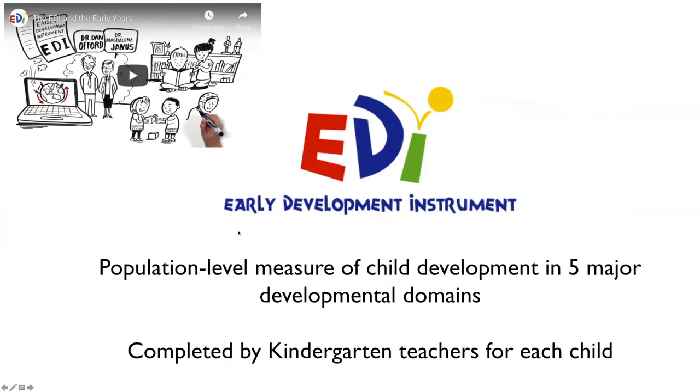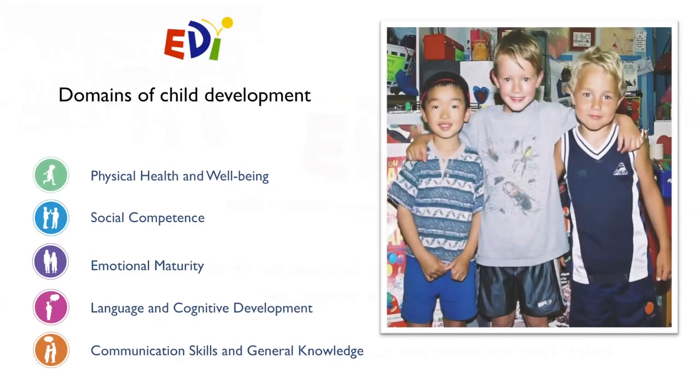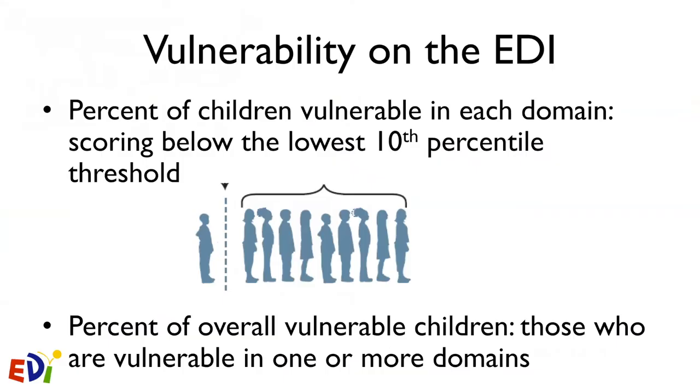Next slide, please. Thank you. So these are the five domains of child development that the EDI covers: physical health and well-being, social competence, emotional maturity, language and cognitive development, and communication skills and general knowledge. Next slide, please.